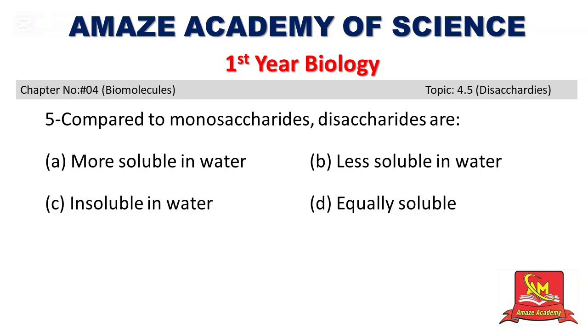MCQ 5. Compared to monosaccharides, disaccharides are Option A, more soluble in water, Option B, less soluble in water, Option C, insoluble in water, Option D, equally soluble. Correct answer is Option B, less soluble in water.